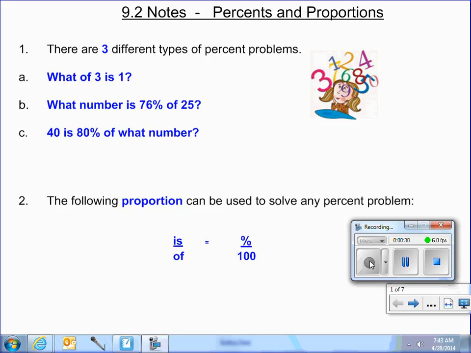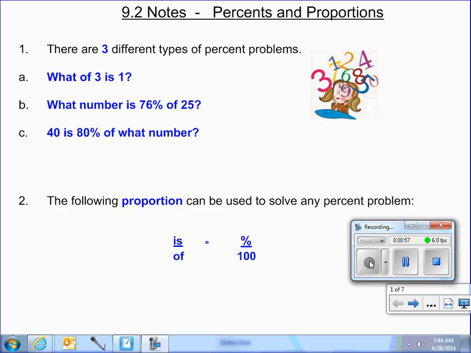Now, number 2, the following proportion can be used to solve any percent problem. In words, it's is over of is equal to a percent over 100. Some people use this proportion to help them solve percent equations or math problems.